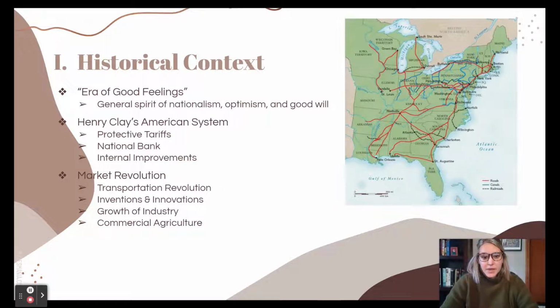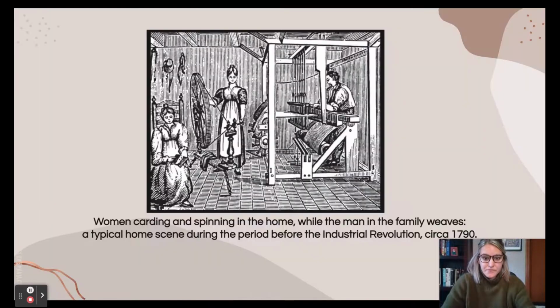So remember, this is the time that we call the era of good feelings, that many historians describe this general spirit of nationalism and pride and unity within the nation. We also see, connecting to this idea, you need to know the American system, which were these federal policies that increased the Industrial Revolution and fueled the market revolution. When we talk about the market revolution, we're talking about changes in the economic system. And many of these changes were caused by the transportation revolution, many inventions and innovations, the growth of industry, and also the shift, like I mentioned earlier, from subsistence agriculture to commercial agriculture.